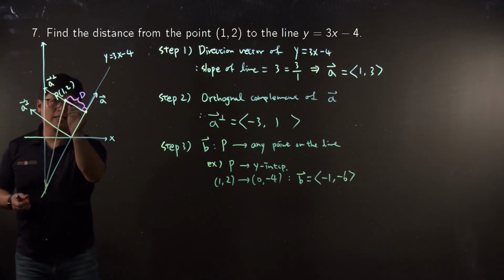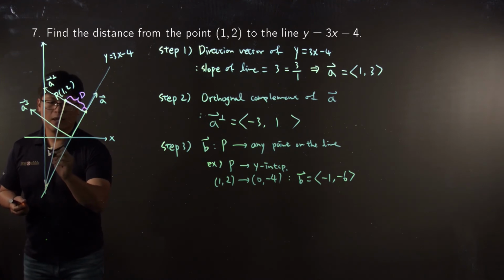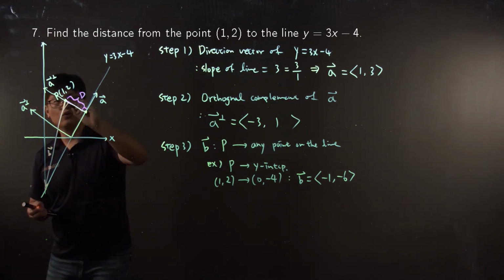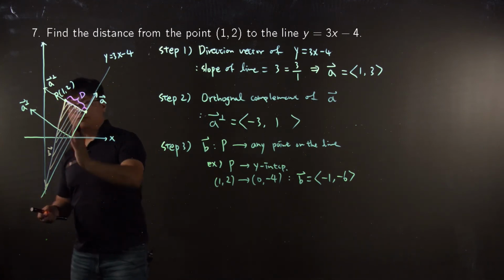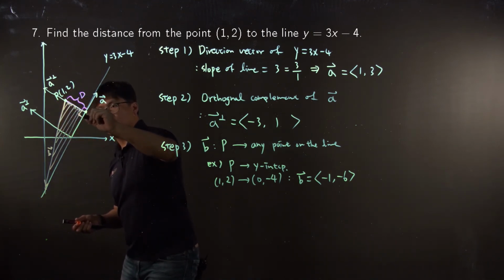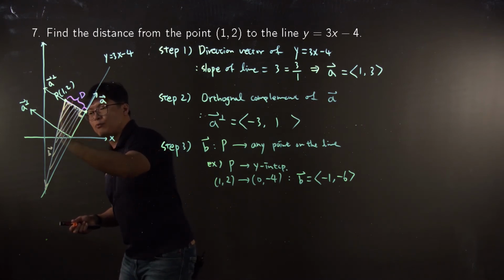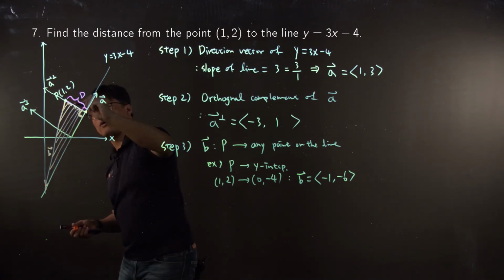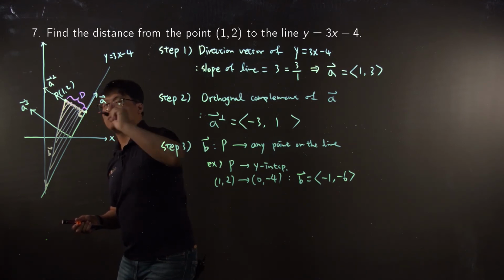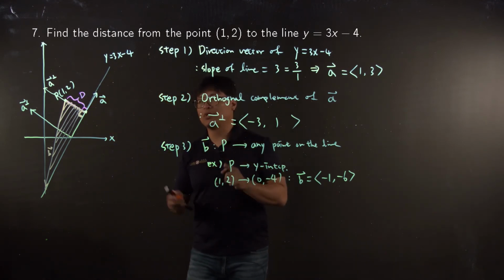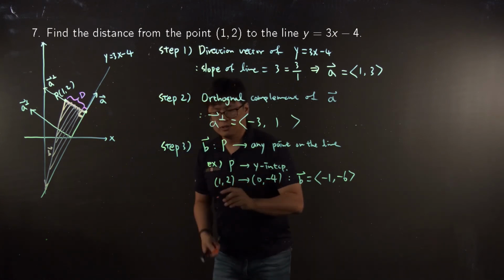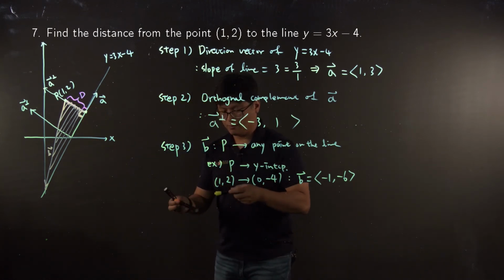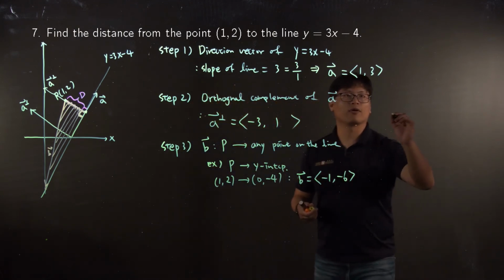Can you see this right triangle? Now this is vector V, and we're going to project vector V onto A orthogonal. Does it make sense? Because that is a right angle, if you project your vector onto A orthogonal, that will be exactly this part, which is the distance between the point and line. Here we go. Now we're almost there. Let's do step 4.